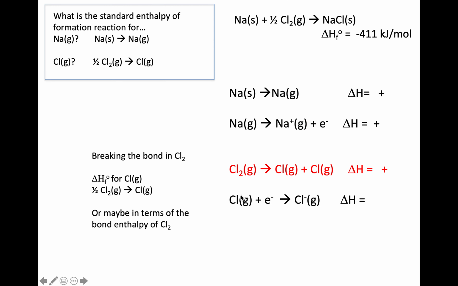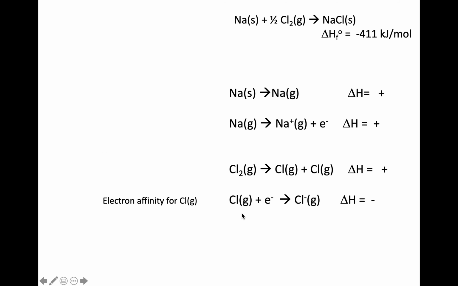The next one, I'm breaking a bond in Cl2. Notice how that could also be considered as the standard enthalpy of formation to get Cl atoms in the gaseous form. I suppose it could even be written in terms of the bond enthalpy. That's another way of considering what does it mean to break the bond in Cl2. But breaking a bond in Cl2, bond breaking, always endothermic. The very last step, this one is the definition for electron affinity. And in this case, halogens, it's exothermic.